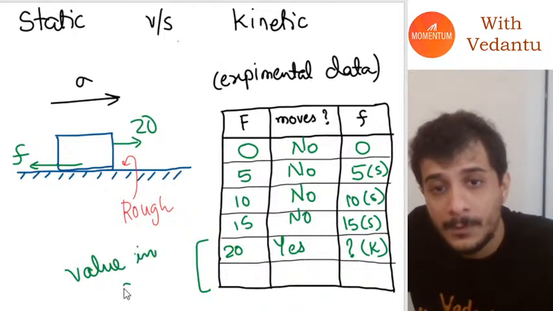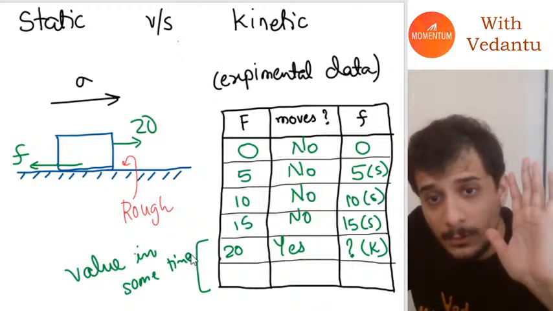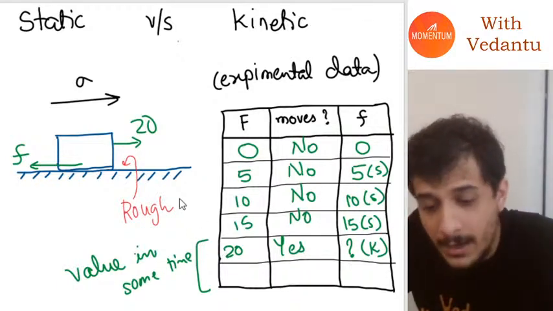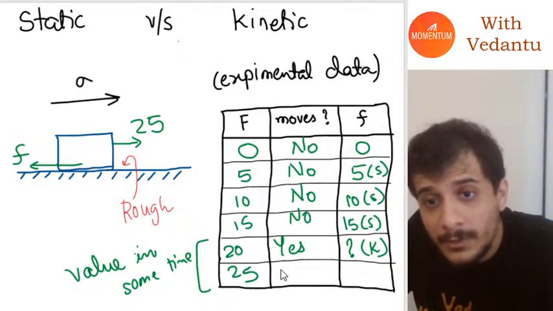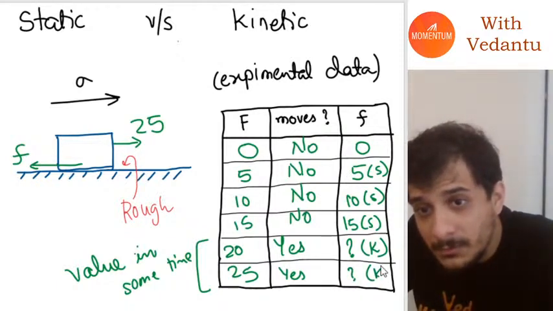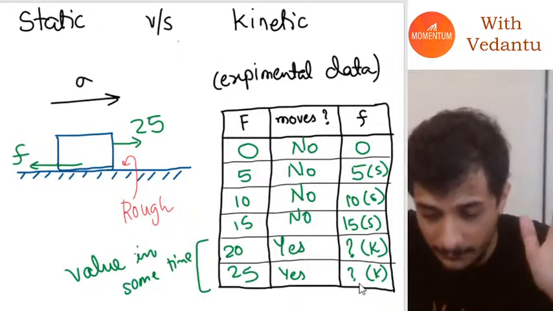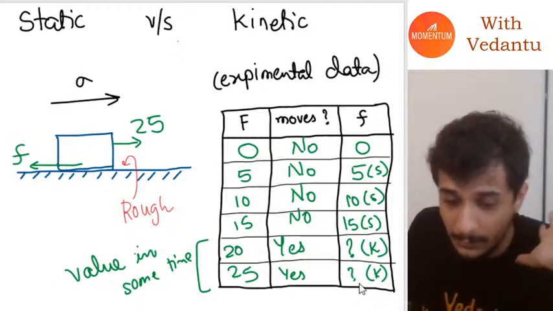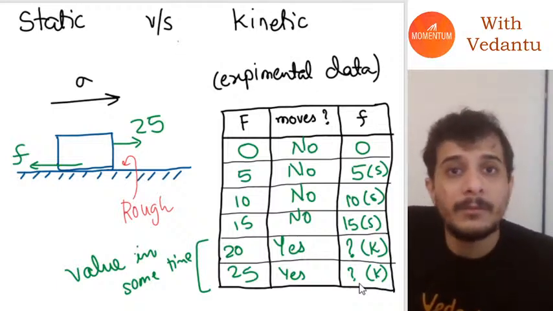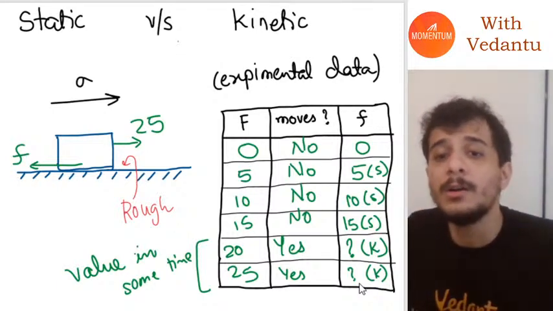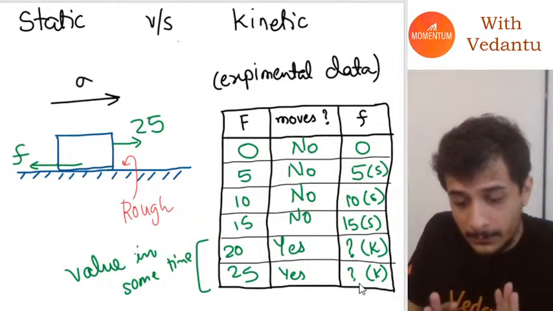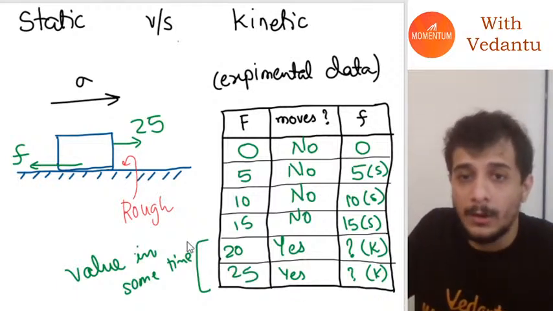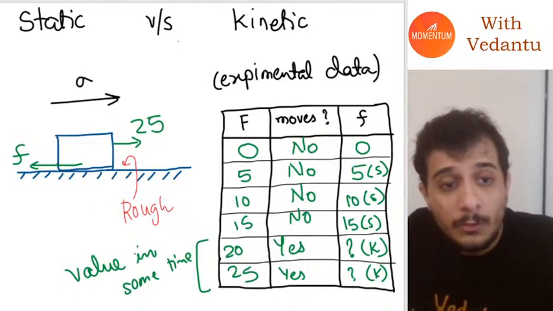Right now, let's focus our attention on static friction. Similarly, if I increase the force from 20 to 25 Newton, once again the block started moving. This time also, I still don't know the value of kinetic friction, it's just some value. We will try to calculate that later, not right now. I hope everybody is following so far.